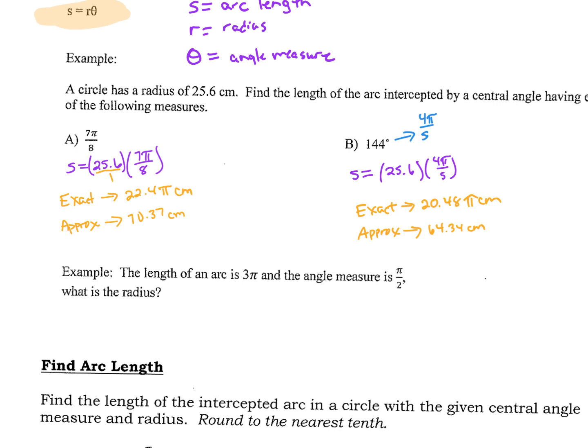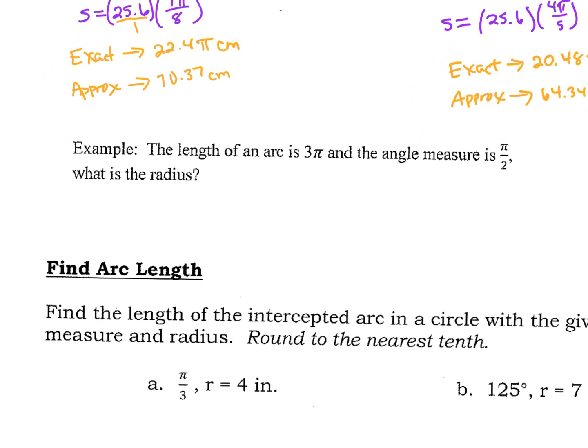Okay, pretty straightforward. There are some instances where you're having to solve for something else, where you're working backwards. So I want to show you an example of that. If you notice, it says the length of an arc is 3 pi. So that means that's our S, right? So we're saying 3 pi is equal to, we don't know our radius, but we are given the angle measure. So we've got to solve here.